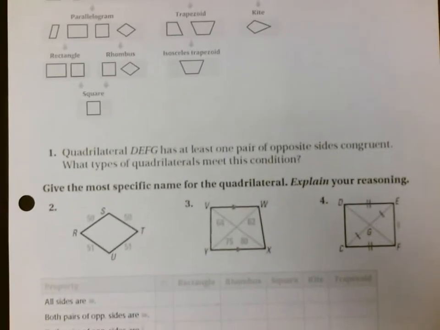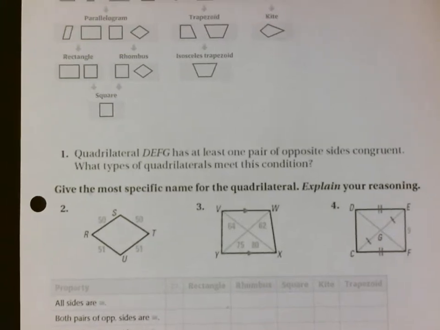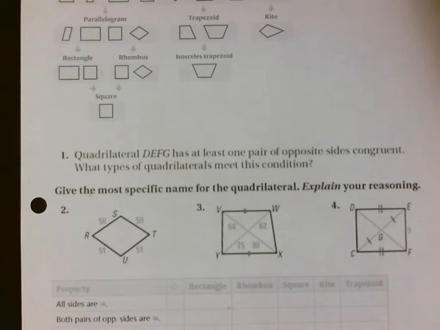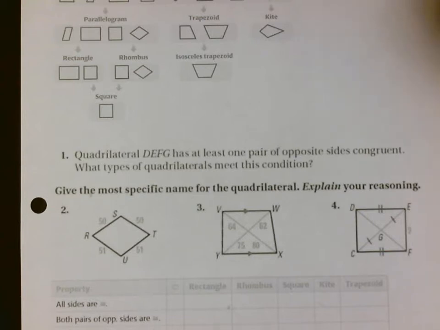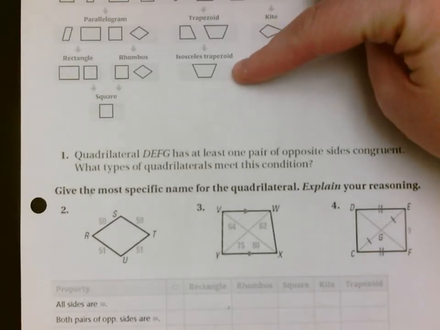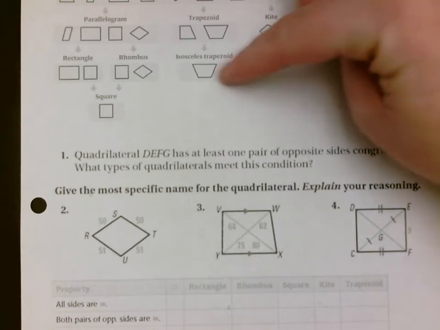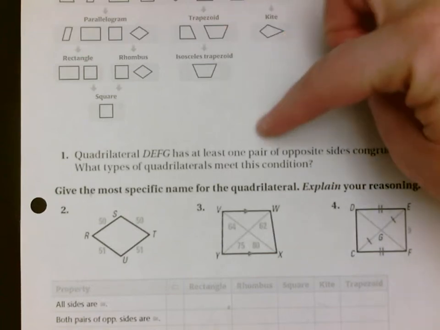Take a quadrilateral DEFG that has at least one pair of opposite sides congruent. What types of quadrilaterals meet this condition? Parallelograms have both pairs of opposite sides being congruent. And remember, the key word is opposite sides here, so parallelograms would meet this. Rectangles would meet this. Rhombus and square would meet this as well. The isosceles trapezoid would also meet this because opposite legs, specifically the non-parallel sides, are congruent. But trapezoid and kite would not meet that criteria.